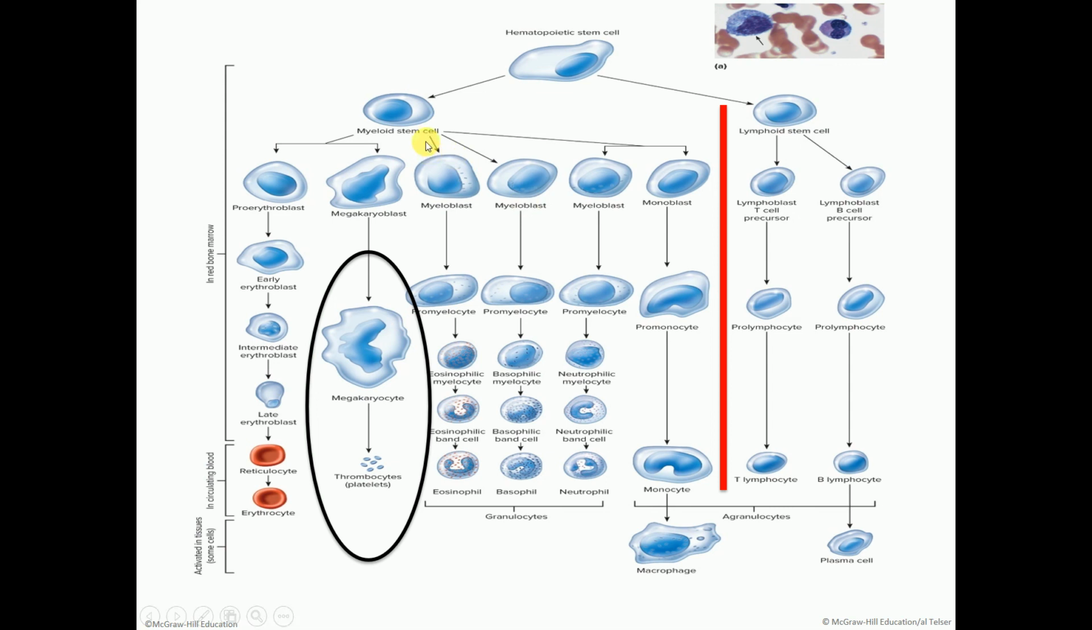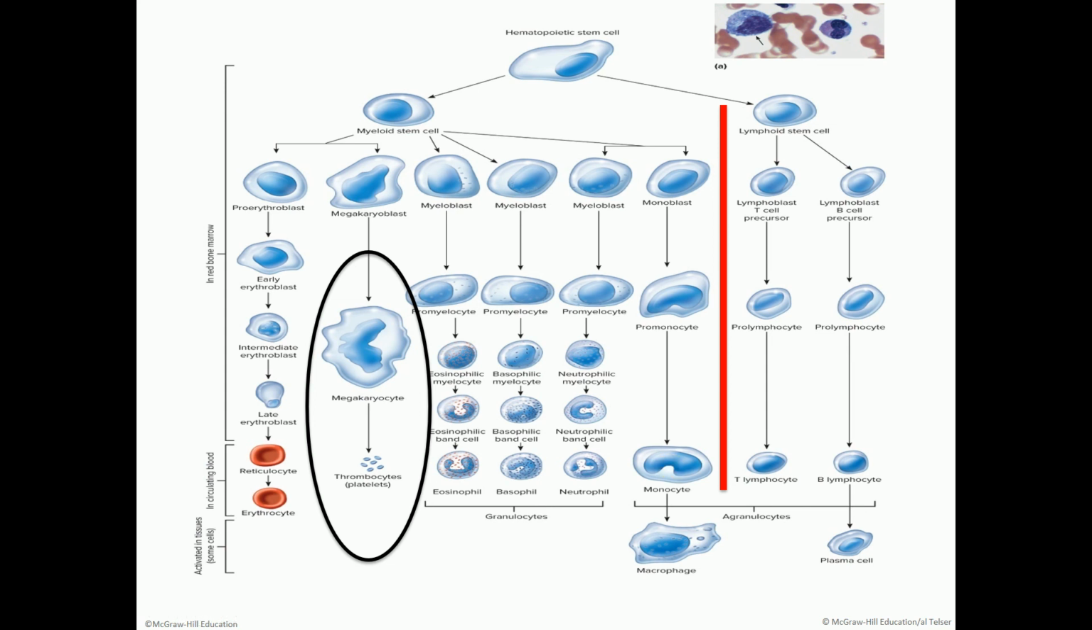Now to make these white blood cells, the myeloid stem cells can make either eosinophils, basophils, or neutrophils, and these again are your granulocytes. Or it can also end up making a monocyte. Now these are the cells that appear in the circulating blood. So if you take a blood smear, these cells are going to be in that blood smear.